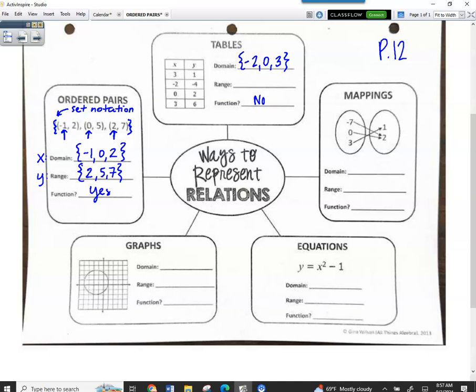No, I know the answer. Here's why. That 3 has been repeated. It's like if I went to a functioning vending machine and I pushed 3 and it spit out a 1 and a 6, that's not a functioning vending machine, right? So we could say no because 3 is repeated. Range, -4, 1, 2, 6. Is that what you got?